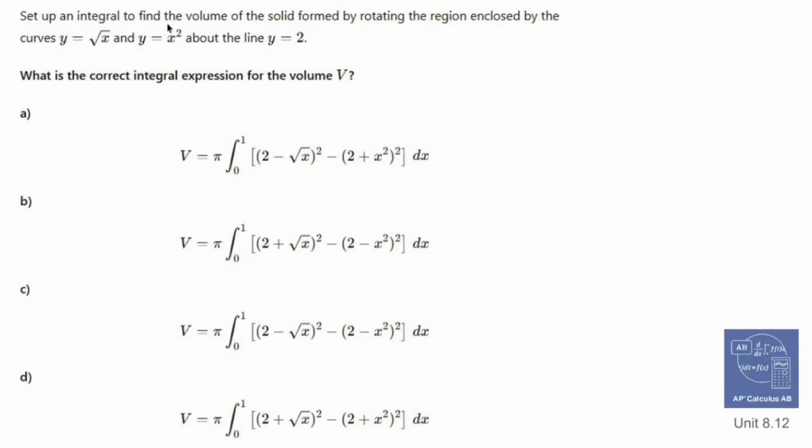Set up an integral to find the volume of the solid formed by rotating the region enclosed by the curves y equals the square root of x and y equals x squared about the line y equals 2. Ooh, all right. So we got one guy, we've got another guy, and we're rotating it around something up here. I don't even know if that line is accurate.